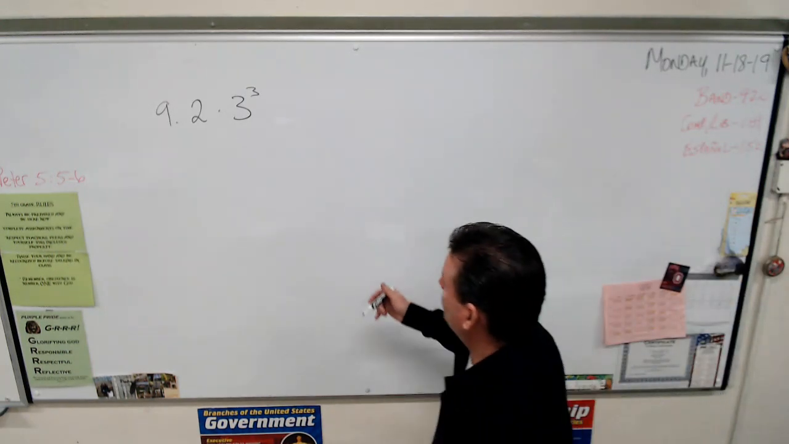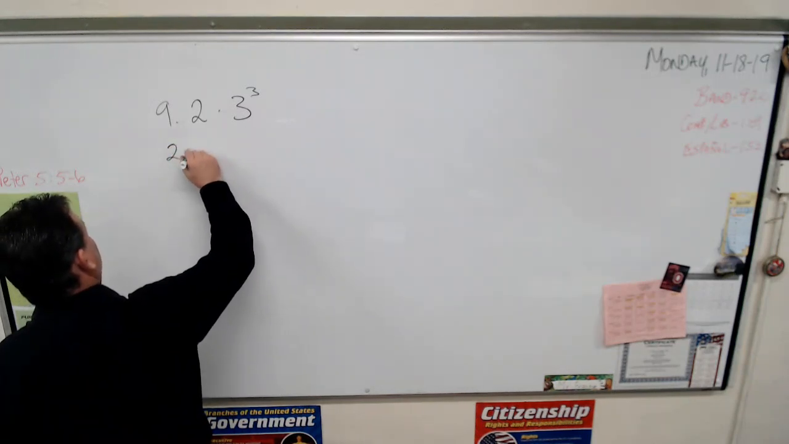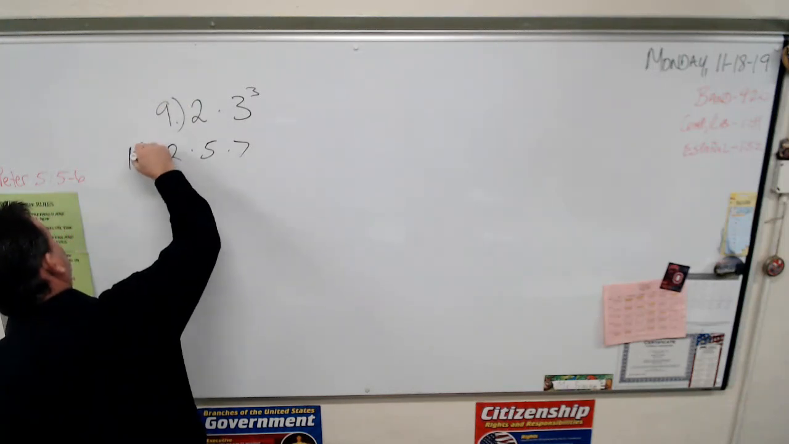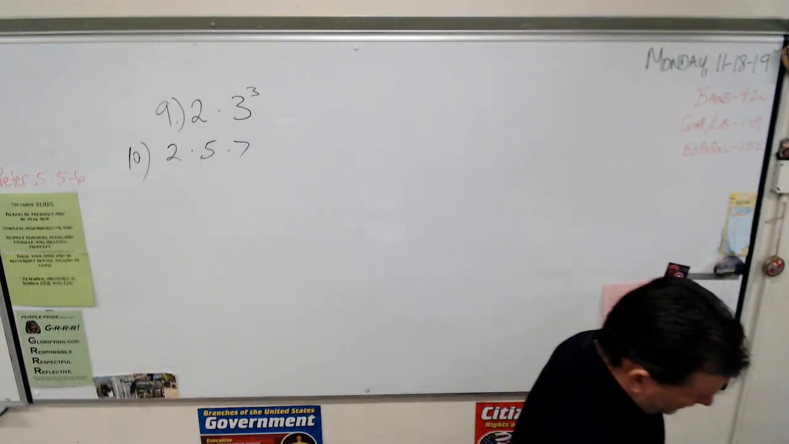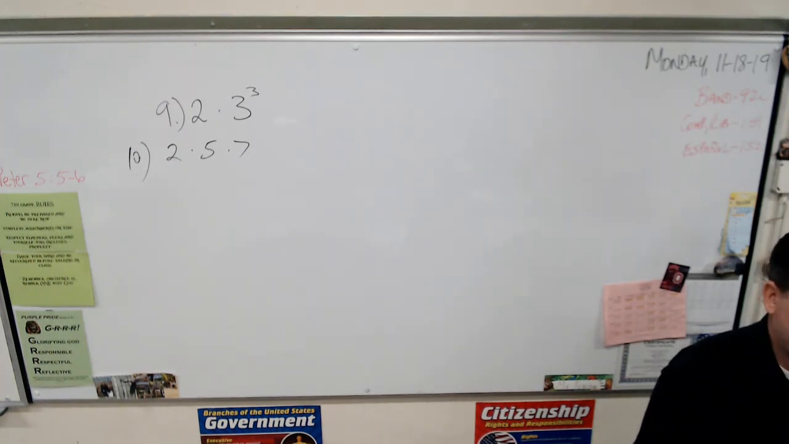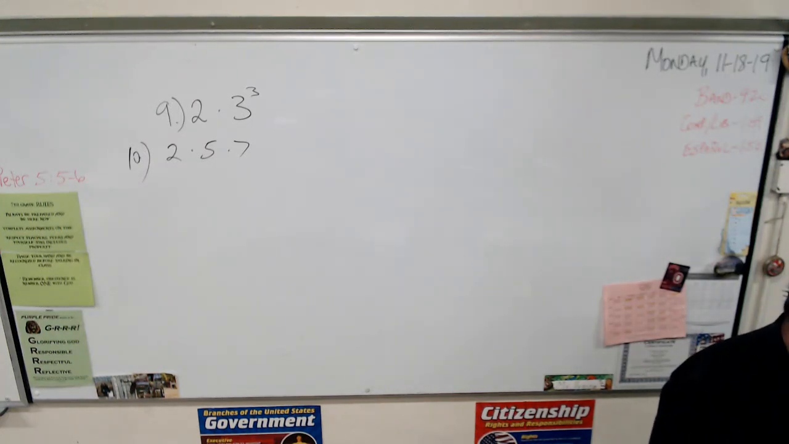So it should look like this: 2 times 5 times 7. Number 10. Number 11, 2 times 3 times 5 squared. Number 12, 2 cubed times 23. No questions yet? Okay.